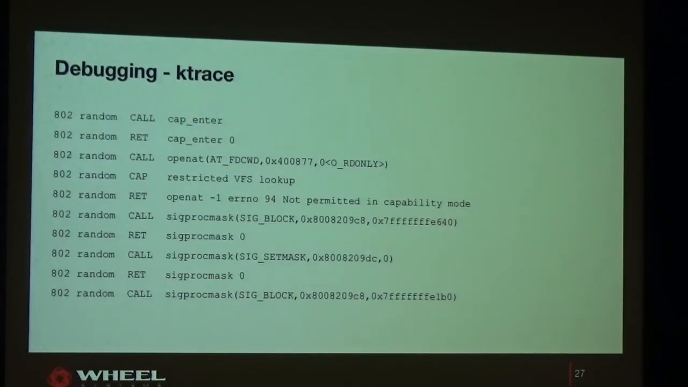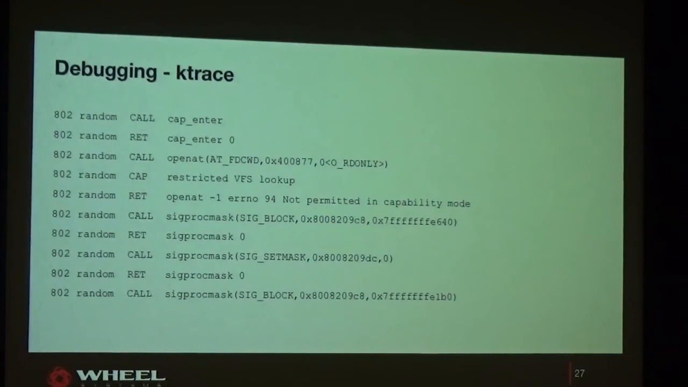So here we have, for example, an example of ktrace, where the openat failed because we are already in capability mode, and open was not allowed for this function in this program. So it's very easy to miss this. It's not permitted in capability mode.